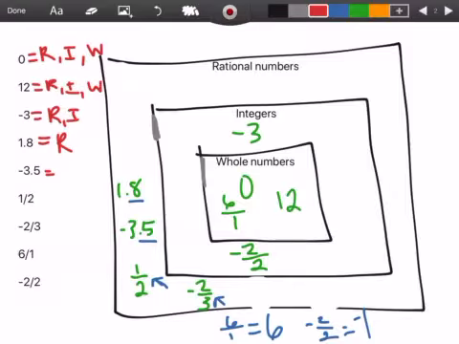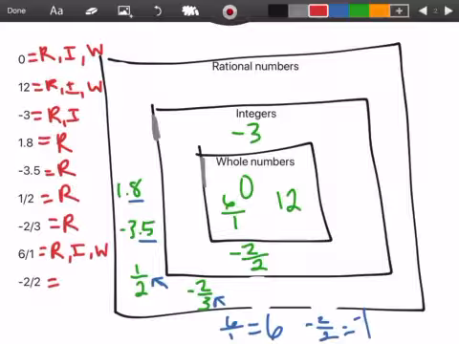Same thing for negative 3.5, only rational. Same thing for 1/2, only rational because it's a fraction. Negative 2/3 is only rational. 6 over 1 made it all the way to whole number, so it was rational, integer, and whole. And negative 2 over 2 made it to the integers, so it's rational and integers.